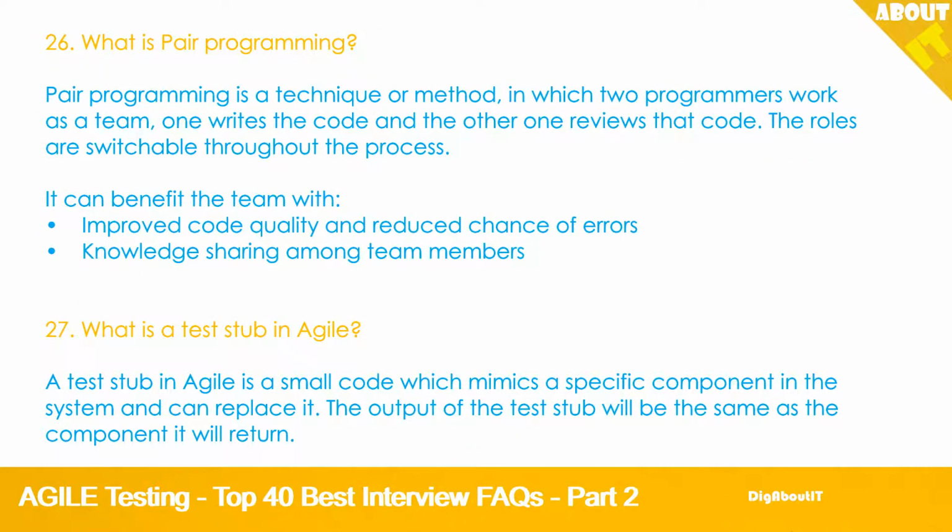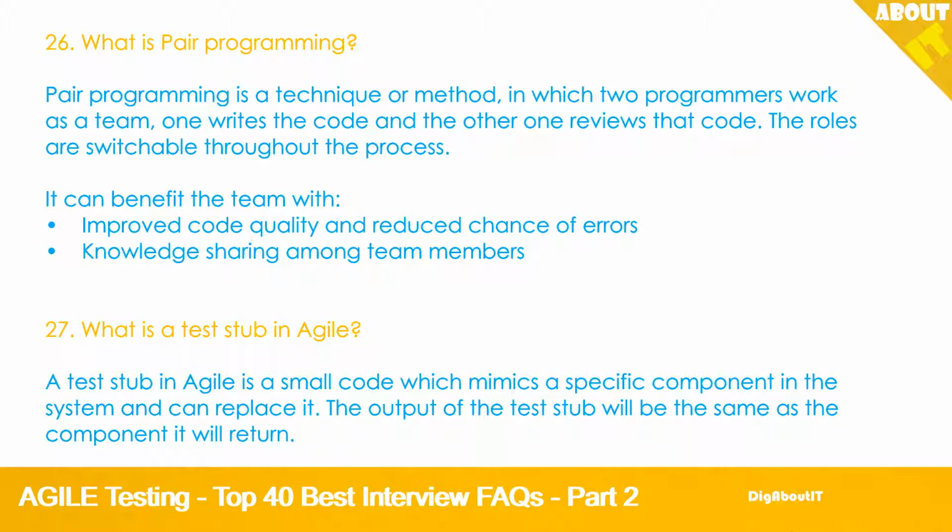26. What is pair programming? Pair programming is a technique or method, in which two programmers work as a team, one writes the code and the other one reviews that code. The roles are switchable throughout the process. It can benefit the team with improved code quality and reduced chance of errors. Knowledge sharing among team members.